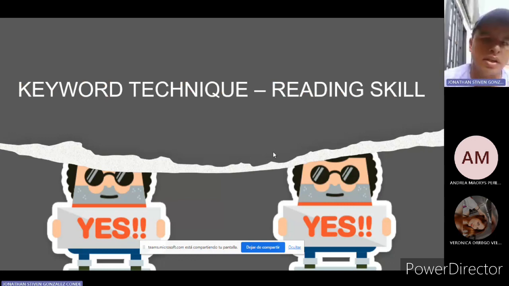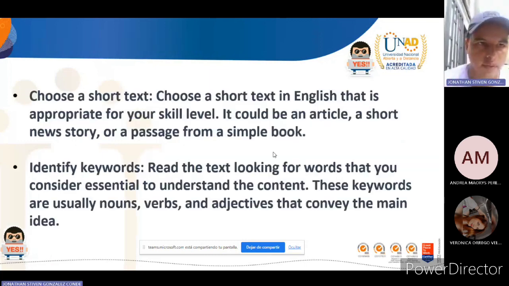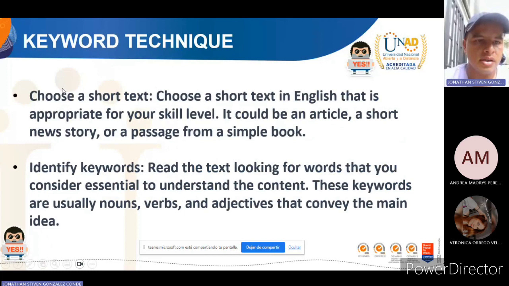This is a key word technique that helps you do the reading skill. So pay attention, please. This technique focuses on identifying and understanding keywords in a text to improve overall understanding without the need to repeat the text. The first step is choose a short text. You need to choose a short text in English that is appropriate for your skill level. It could be an article, a short news story, or a passage from a simple book.